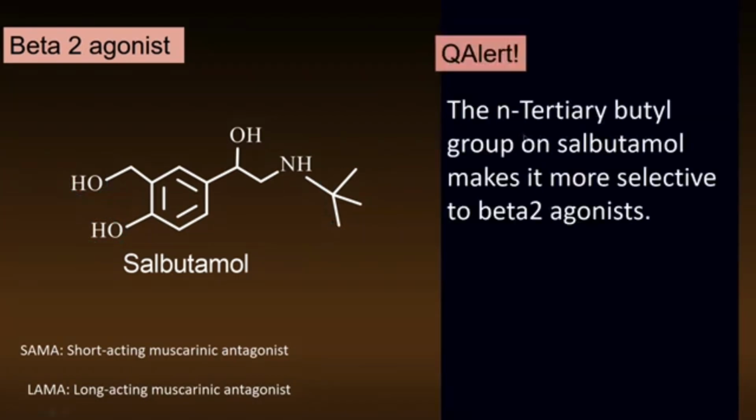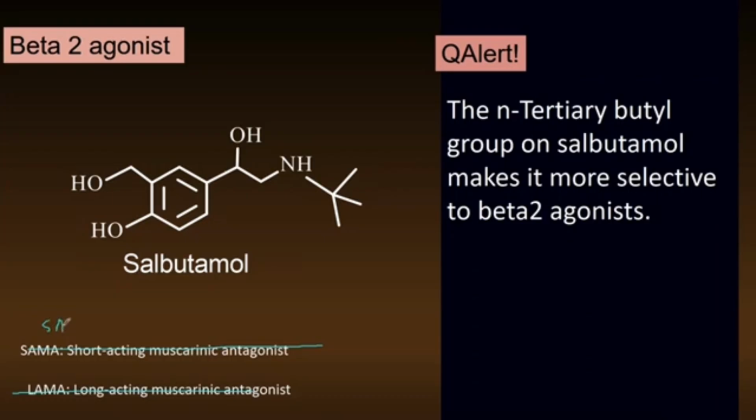So here, that is known as the N-tertiary butyl group, which makes it more selective to beta-2 agonists, whereas long chains here are present for long-acting muscarinic and long-acting agents. So this is mistakenly written here. This is not a SAMA LAMA. This is a short-acting SABA, and also this is a LABA, which is a short-acting beta agonist, and then a long-acting beta agonist, which is beta 2 agonist, not the LAMA.